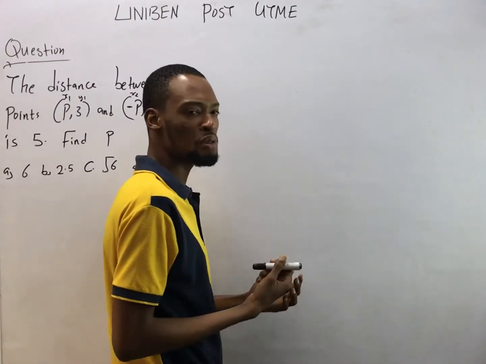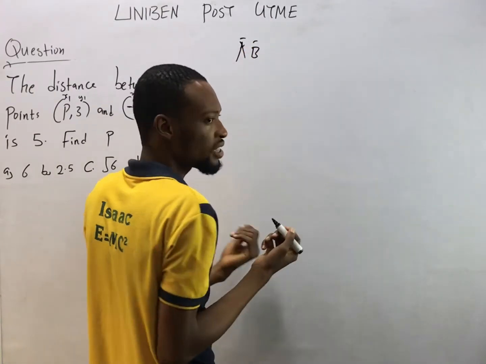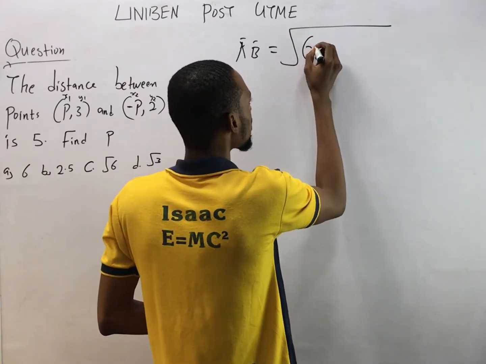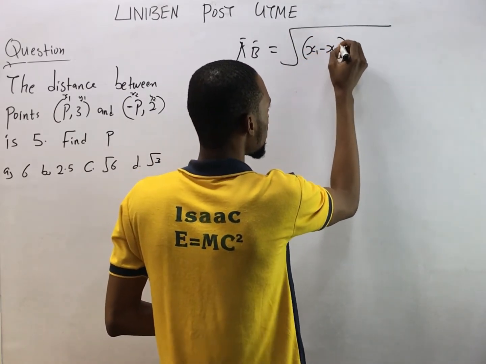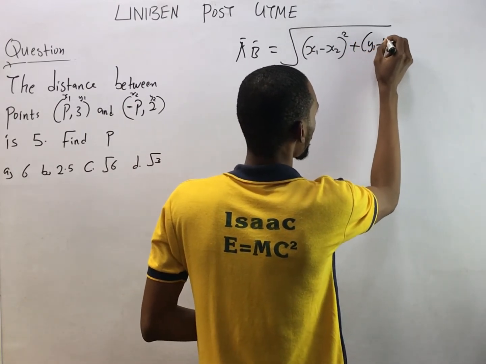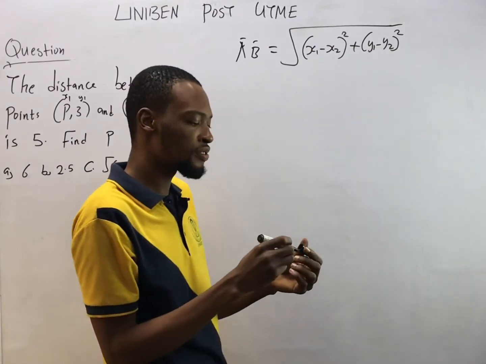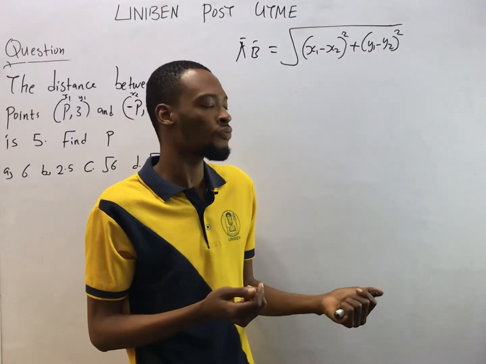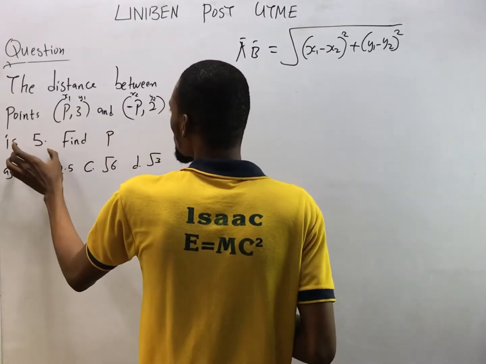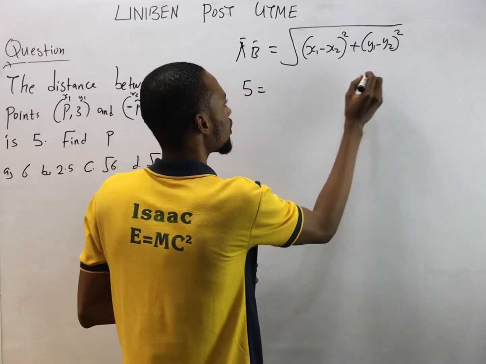Now to look for the distance between 2 points, let's say A and B, you are looking for this distance. It equals the square root of S1 minus S2 squared plus Y1 minus Y2 squared. So that's the formula for solving distance. Now, this is the formula, and they already told us that the distance is equal to 5.